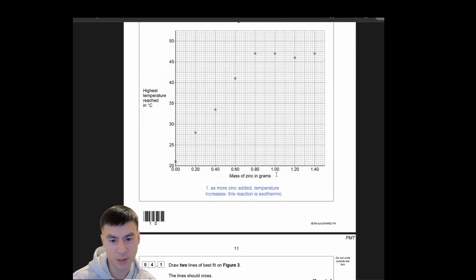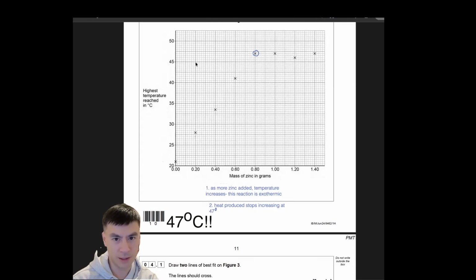So if the temperature increases, it means heat has gone to the surroundings, so this is an exothermic reaction. Second point: the reaction has reached its peak here. So number 2, reaction or heat produced stops increasing at 47 degrees. Why does it stop here? Because the reaction has hit a limiting factor.